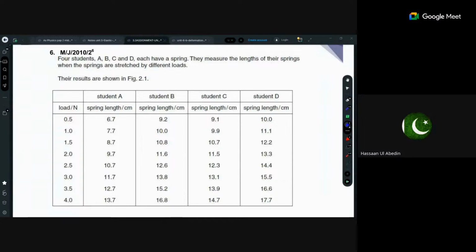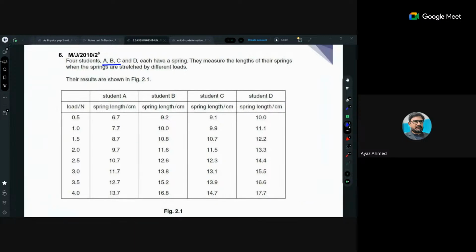Yes, sir. Okay. Just in short time, because I have another class ahead. Take a snapshot of this quickly, because it would not be completed in 2 to 3 minutes, so I have to switch my class. 4 students A, B, C, D are having the spring. They measure the length of the spring. Then the springs are stretched by different loads. Their results are as shown in the figure.